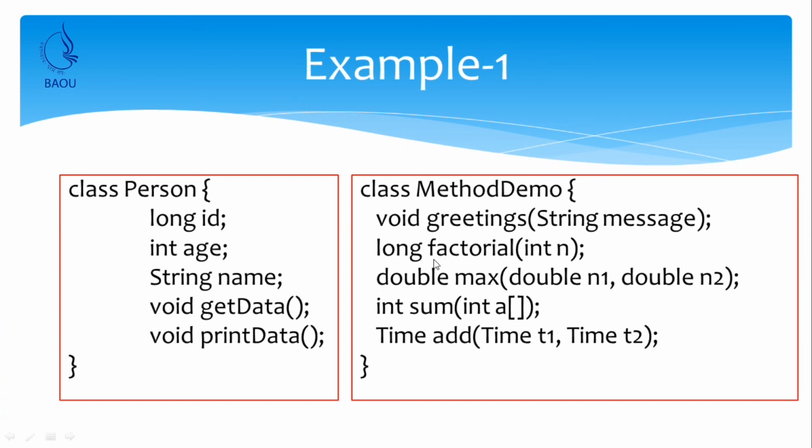Another method is long factorial and the parameter is integer n. This method will take integer value n from user and return its factorial as a long value. So, this is a method which takes an argument as well as returns some value. The next method demonstrates that we can have multiple arguments also. Here we take two parameters n1 and n2, find the maximum of these two values and return it as a double value, and our method name is max.